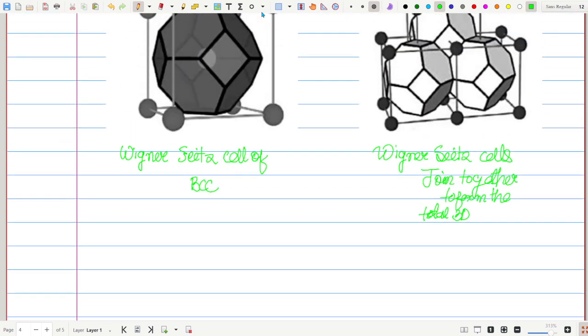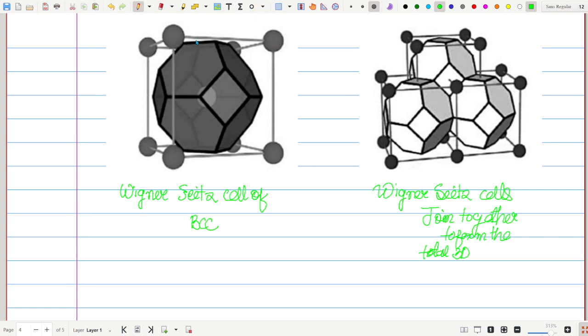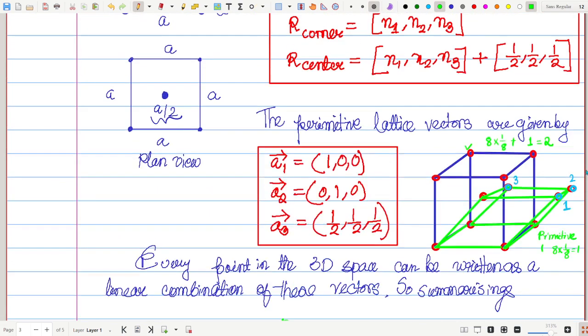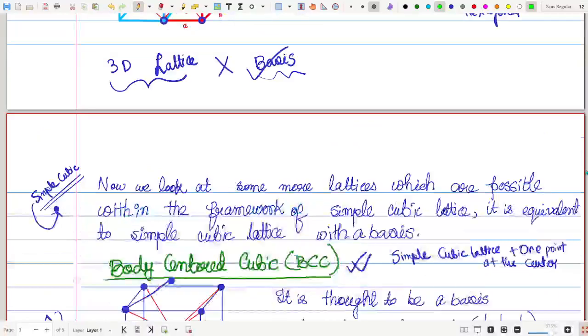Similarly, if we go to BCC, then we will have the blue unit cell is the BCC unit cell, the green unit cell is the primitive unit cell, and again the primitive unit cell only has one point in it. BCC cell has 2 points in it, FCC has 4 points in it, but in both the cases, primitive unit cell by definition will only have 1 point in it. So that is the main thing that we learned today.